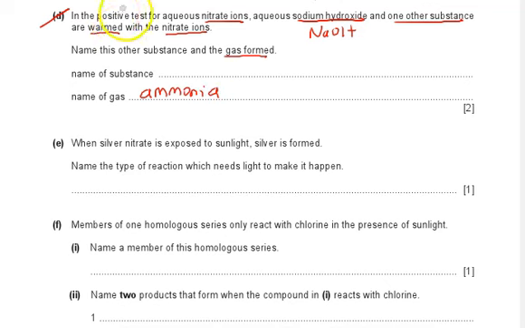Over here, if you look at the question, it is the positive test. It means it's a cation. So there is only one metal that can change the nitrate ion into ammonium ion, which ends up giving ammonia gas. So this is aluminium.